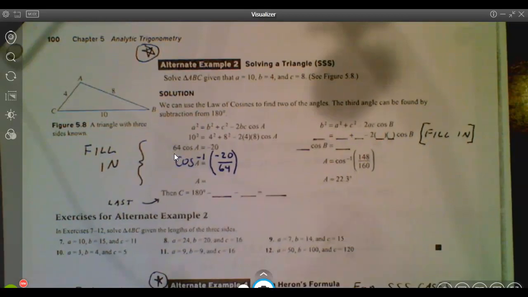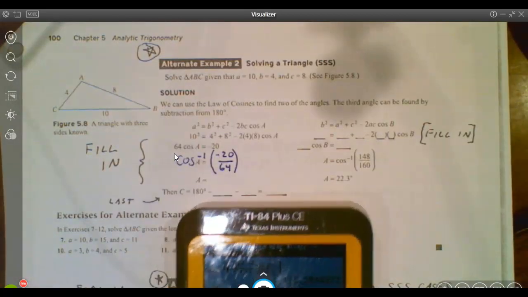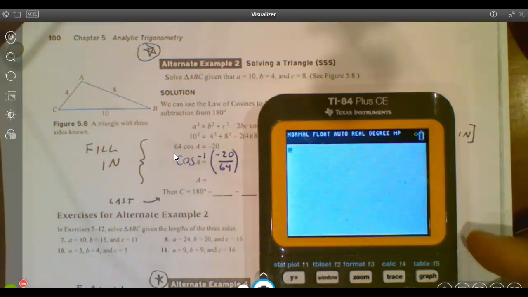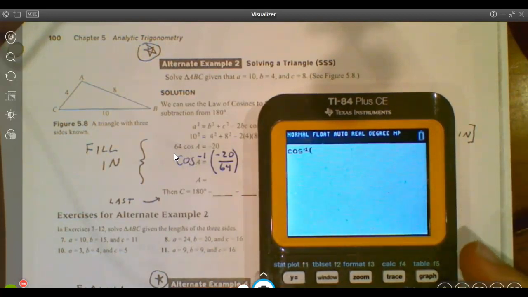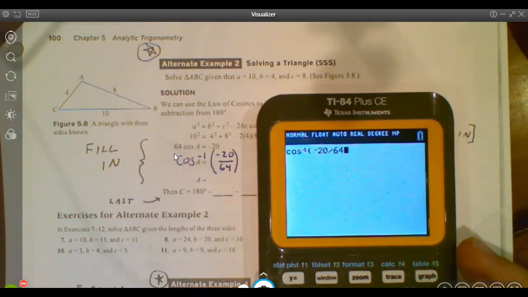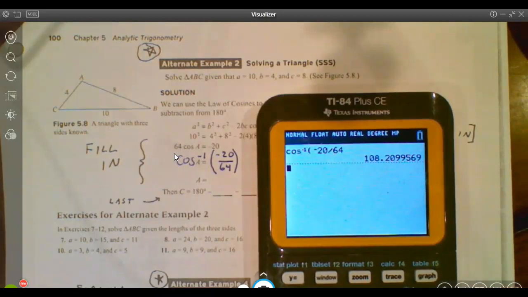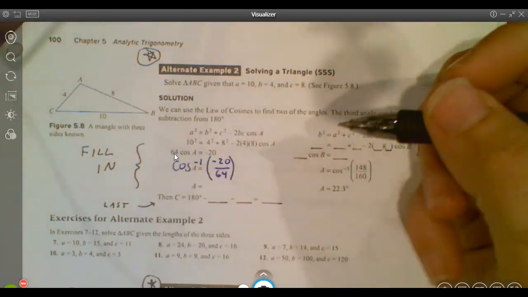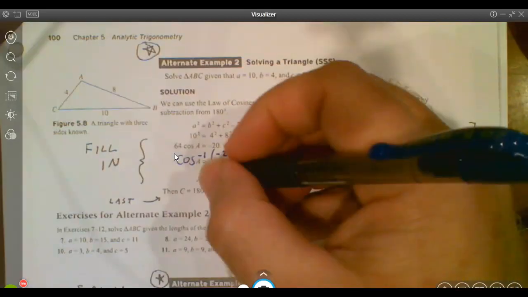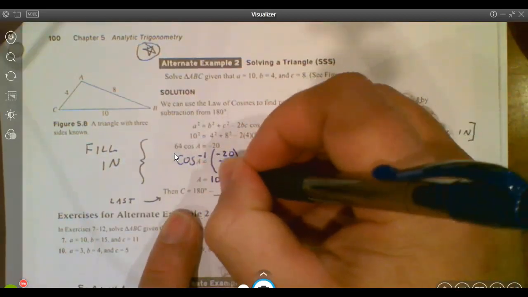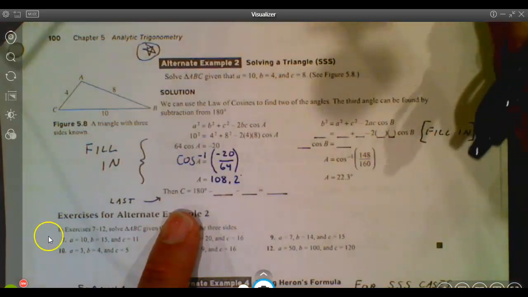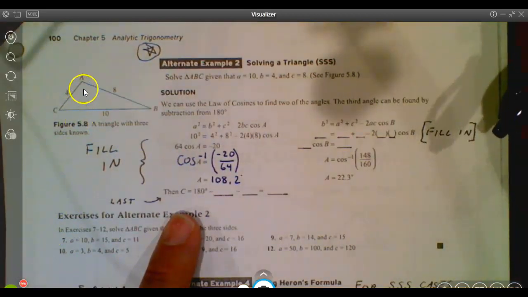So let's throw that in real quick. Let's do a little inverse cosine, negative 20 over 64. And we get 108.2 degrees. Okay, so we now know angle A.